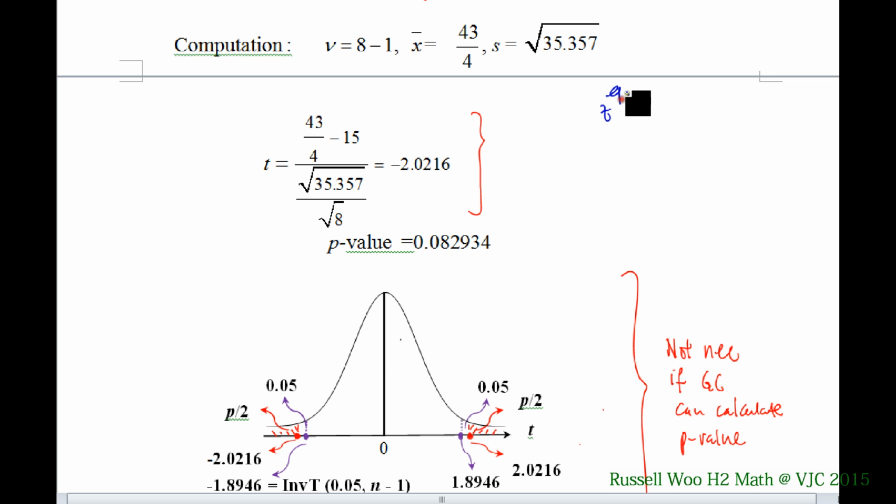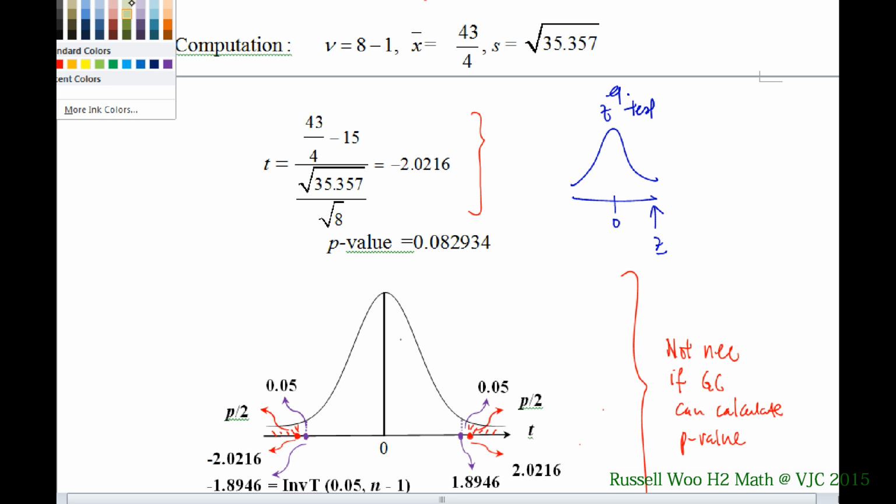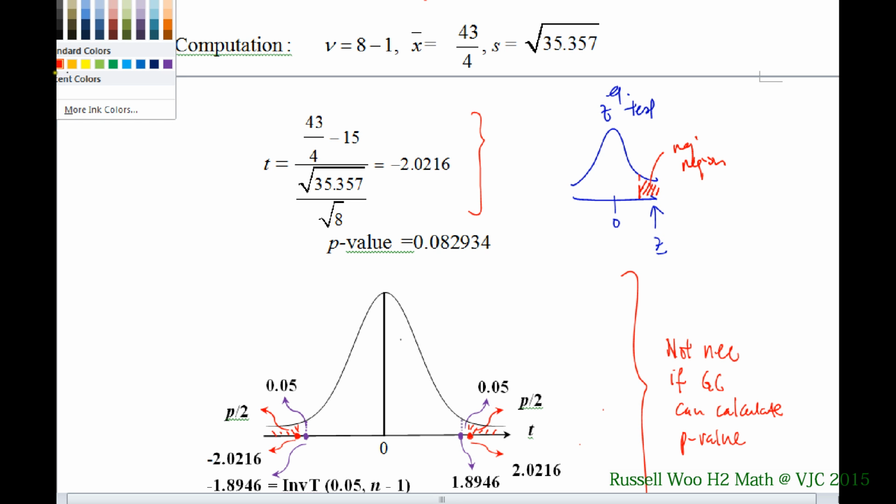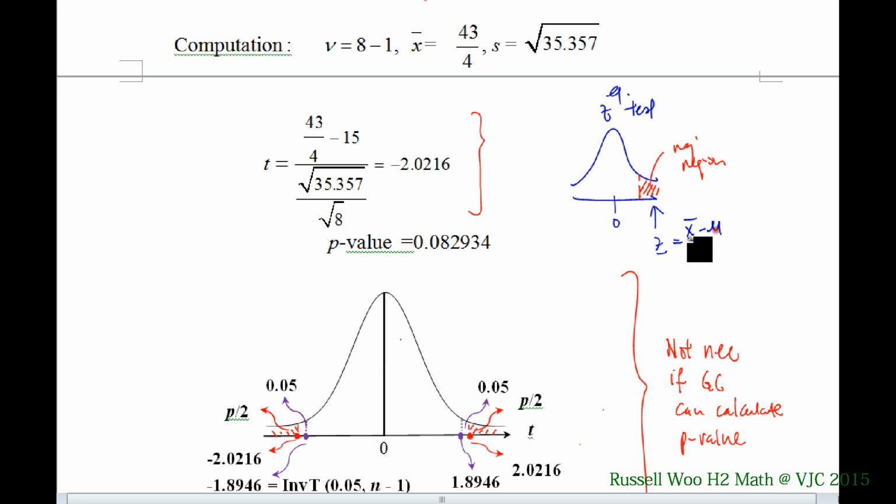For example, for the z-test, it's 0. Then you say, oh, my z value is here. I compare against my rejection region. If my rejection region is here, how do I calculate my z value? It must be x bar minus mu over sigma over root n, right? Then you get some value, 1.6 or whatever. So you compare the z value with your rejection region, whether it falls in the rejection region or not, then you decide whether you reject or not. That's one way of decision making.